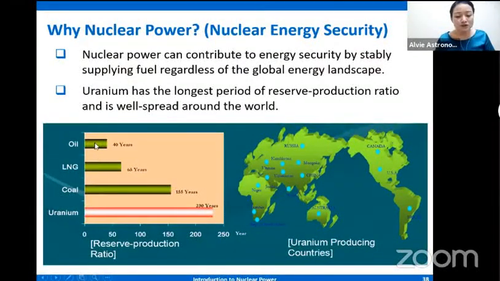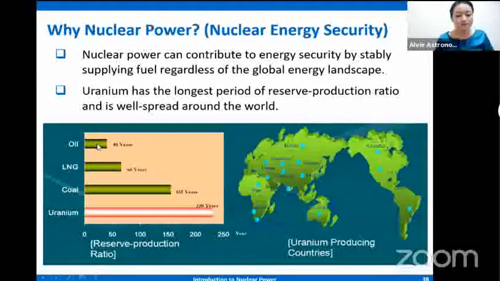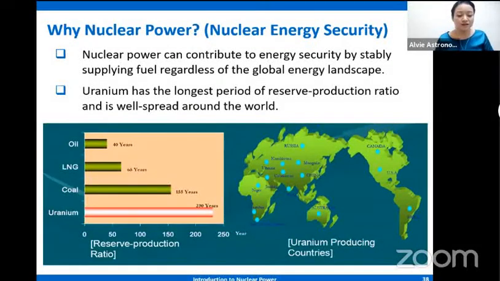So this is a comparison of the projected availability of different fuels. The projection for oil is that it can provide energy for about 40 years. Liquefied natural gas, 65. Coal, about 155 years. Uranium is 230 years. And this is not considering all other fissile materials. Mostly this is just uranium-235, and it also does not consider the possibility of reprocessing yet.